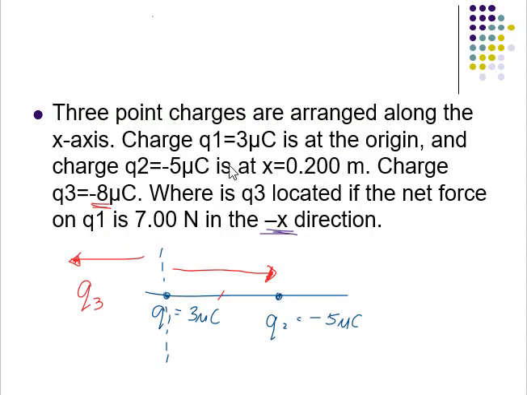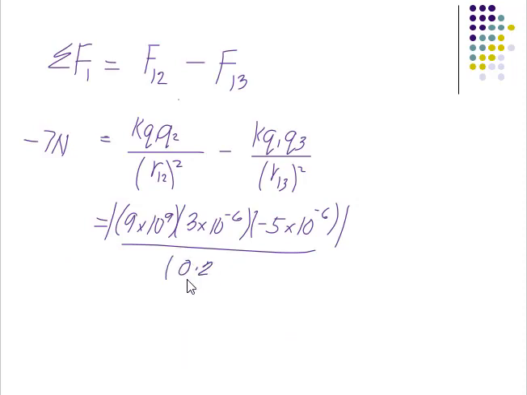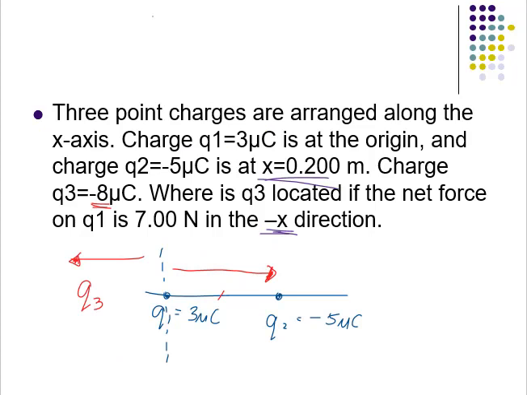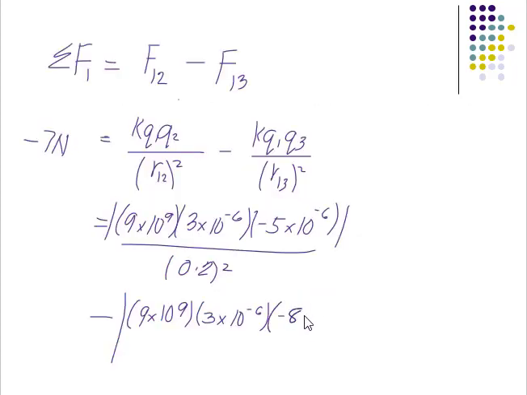The distance between 1 and 2: 1 is at the origin and 2 is at 0.2, so the distance is 0.2 squared. Okay, there. And then you have here minus K, which is 9 times 10 to the 9, absolute value again. Then Q1 is 3 times 10 to the negative 6, and Q3 is negative 8 times 10 to the negative 6, divided by, okay, we are looking for R13, squared there.